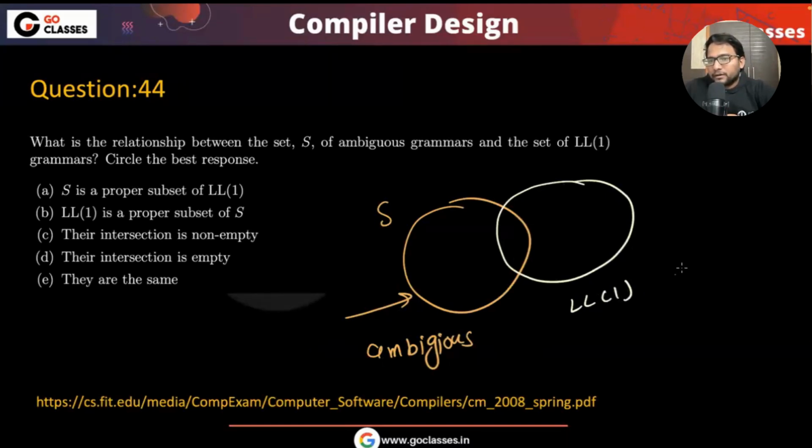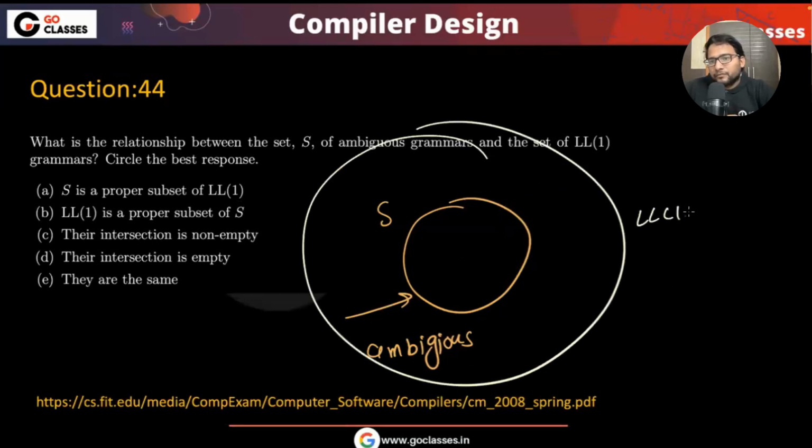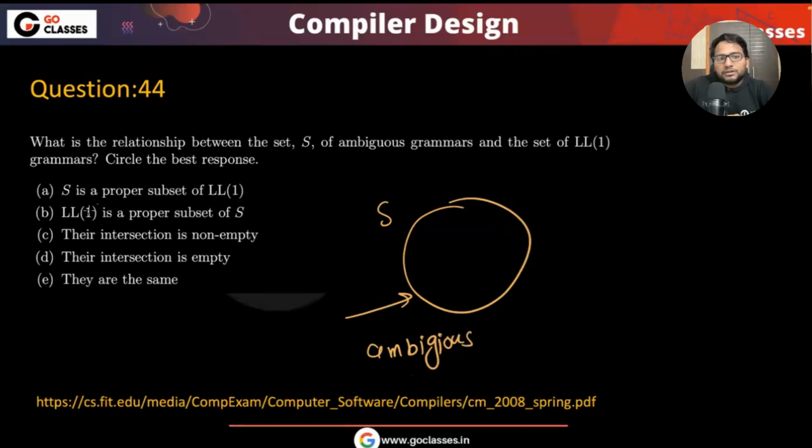No, right? So S is a proper subset. Is this true that S is a proper subset? Which means is LL1 this? Obviously no. Actually, there is no relation. So this intersection is empty, right? So neither S is a proper subset, nor is LL1 a proper subset. Their intersection is non-empty? No. Their intersection is empty? Yes. They are the same? Obviously no.